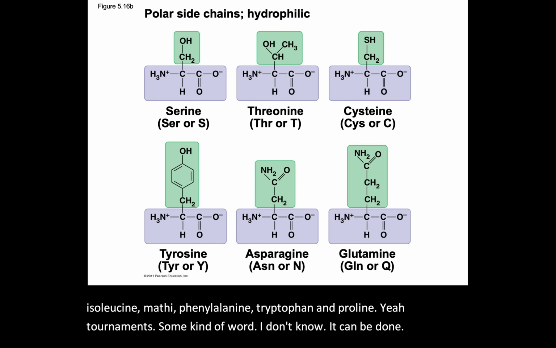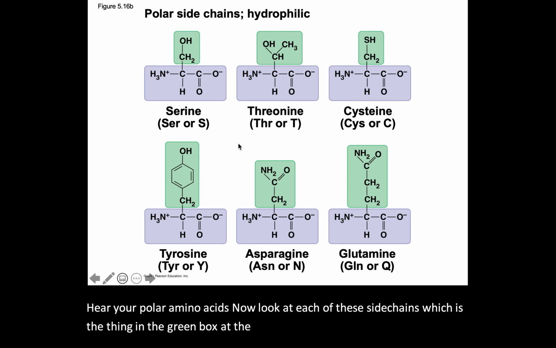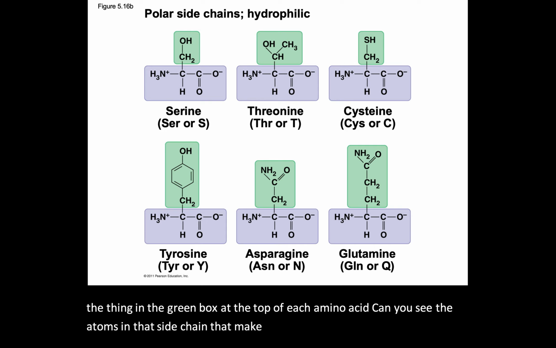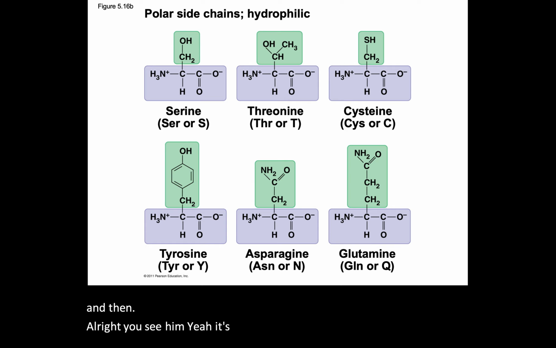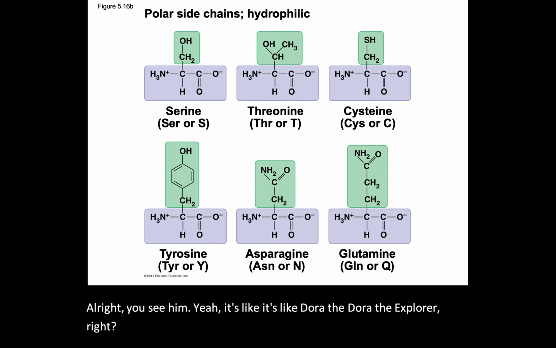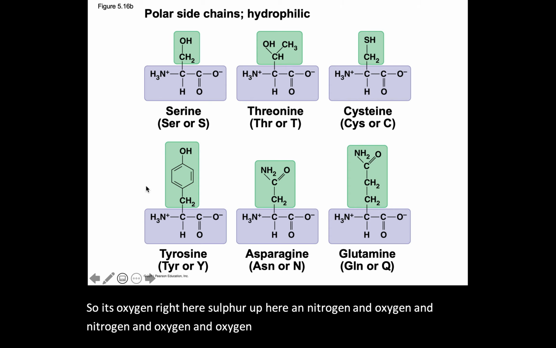Here are your polar amino acids. Now look at each of these side chains, which is the thing in the green box at the top of each amino acid. Can you see the atoms in that side chain that make this polar? Go ahead, look for them a sec. All right, you see them? It's like Dora the Explorer, right? So it's oxygen right here, sulfur up here, and nitrogen, and oxygen, and nitrogen, and oxygen, and oxygen. Those are the atoms that are going to make a side chain polar.